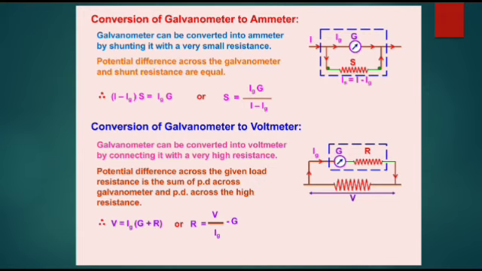Conversion of galvanometer into ammeter. The galvanometer is converted into two types: one is an ammeter and the other is a voltmeter. These are the diagrams. You should know this topic, okay students? But we'll discuss these topics in the next class.